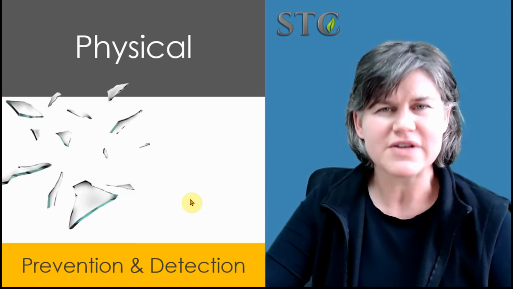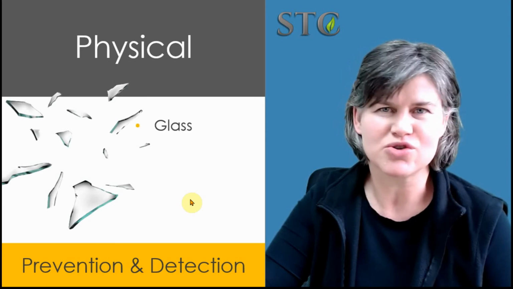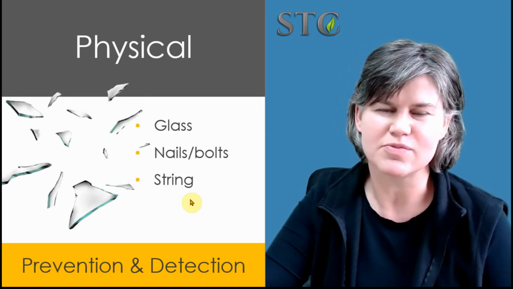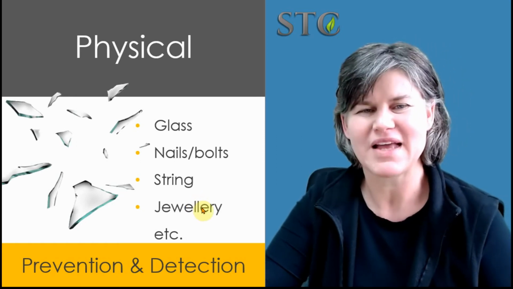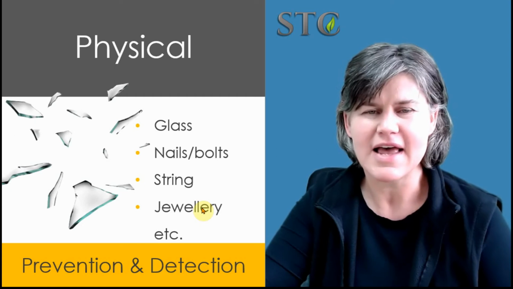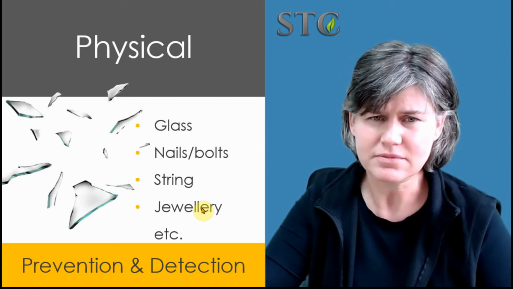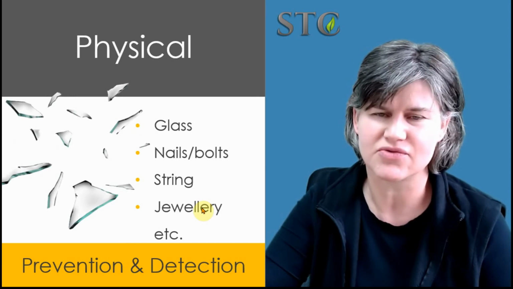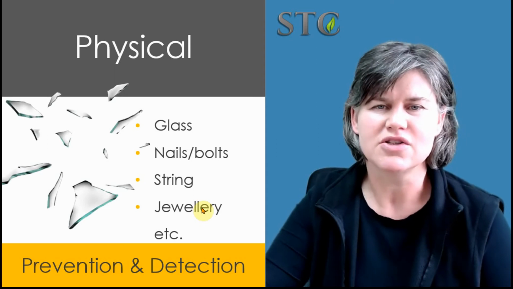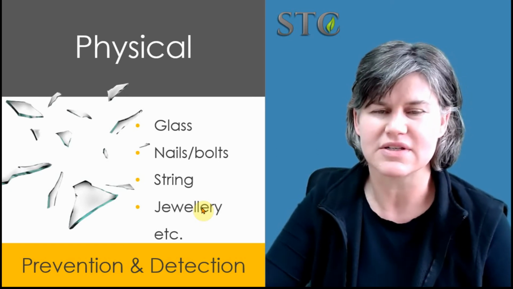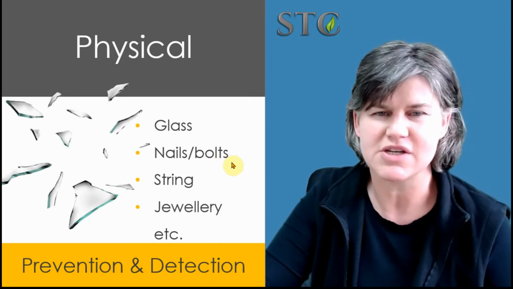In terms of physical hazards, so these are physical contaminants. We are talking about things like glass, nails, bolts, string, jewelry, anything that's physical that can be contaminating our product. And of course, the best means of preventing this contamination is through the controls that we have in place. For example, the rules about wearing jewelry and wearing your PPE to cover your hair and your clothes, and the rules about best practice during maintenance procedures, etc.